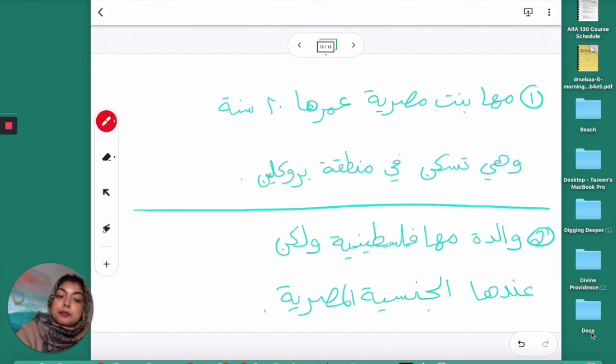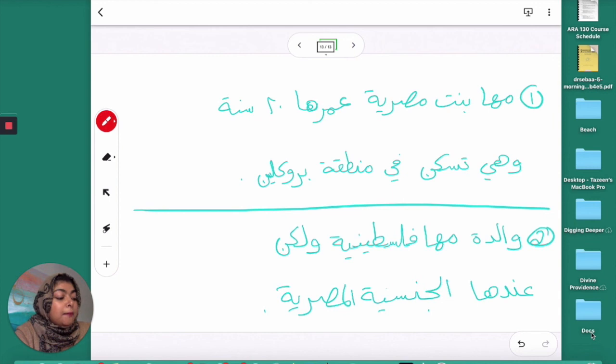مها بنت مصرية عمرها 20 سنة. مها is what? Bint, a girl. مصرية is Egyptian. She's an Egyptian girl. When we're looking for إضافة, the first thing you want to do is try to understand what the sentence is saying, what's the meaning of the sentence. And then try to find, is there possession here? Is there any phrase in here that we're saying of something, or his or hers or mine or yours or ours? Those are the types of phrases that we're looking for.